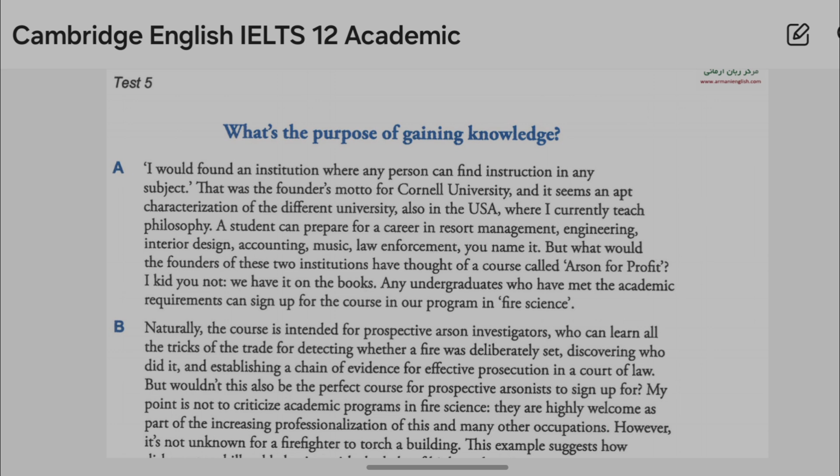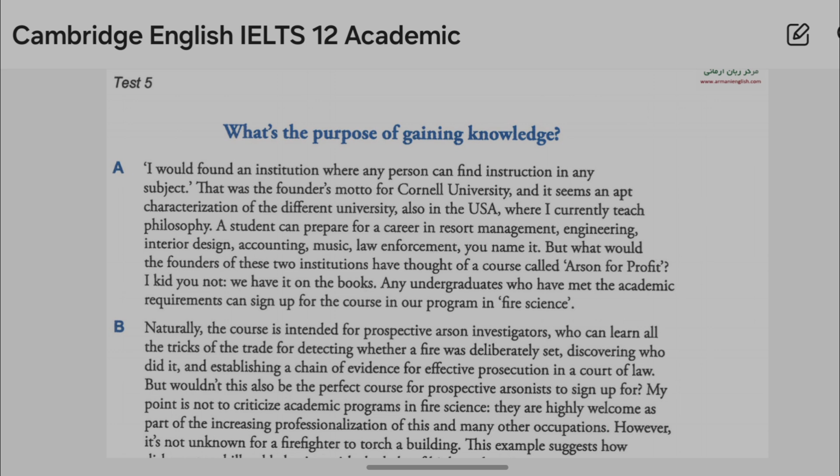I kid you not, he's saying, I can bet that you don't know. We have it on the books, that we have this course and it is on the books. Any undergraduate who has met the academic requirement can sign up for the course in our program in fire science. So any student who has passed the 12th standard is known as an undergraduate. He or she can, if they meet the academic requirement, sign up for the course named fire science.